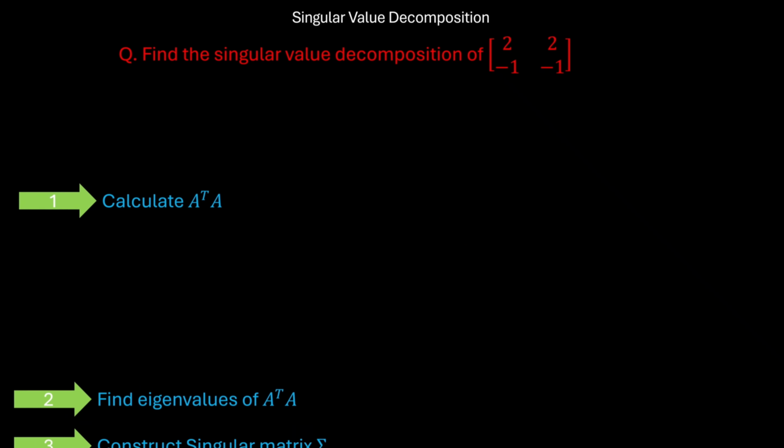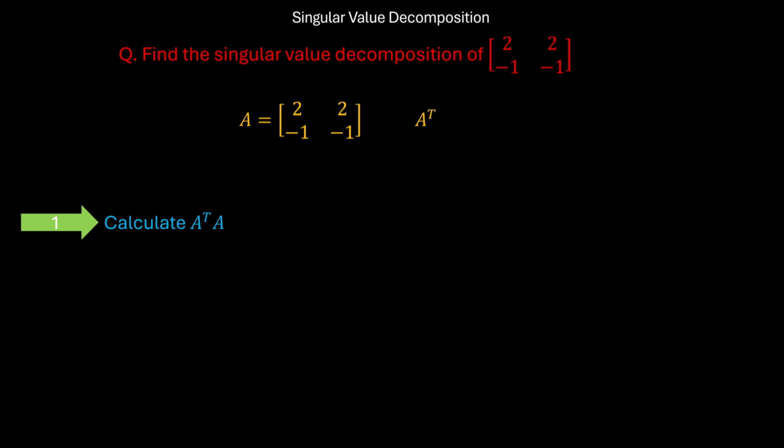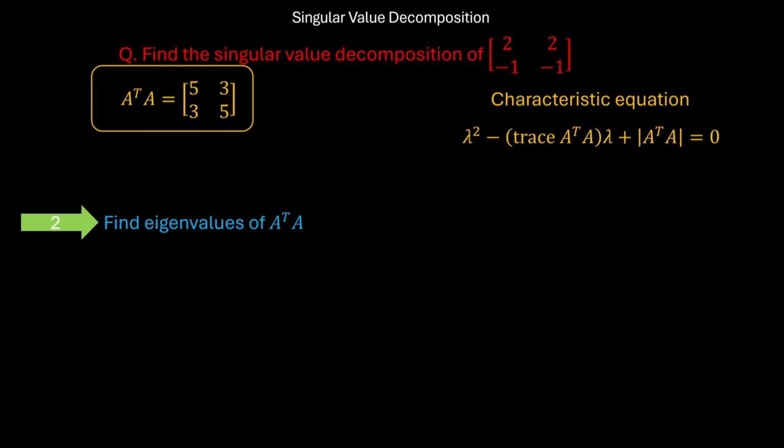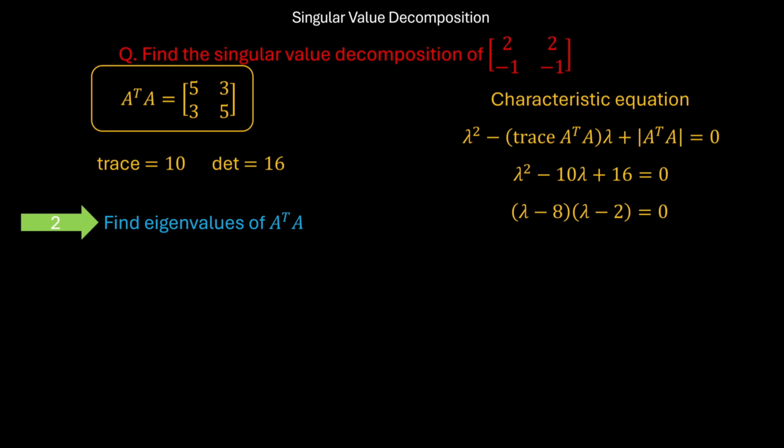We begin our calculations by finding A transpose A, which is the product of A transpose taken with A. In this case, we are going to get the matrix 5, 3, 3, 5. Moving on to step 2, where we determine the eigenvalues using the characteristic equation. Note that the matrix A transpose A is a 2 by 2 matrix, so you can definitely go ahead and use the shortcut method. With the trace of 10 and determinant of 16, we get the characteristic equation as lambda square minus 10 times lambda plus 16 is equal to 0. On solving this quadratic characteristic equation, we get lambda 1 is 8 and lambda 2 is 2.